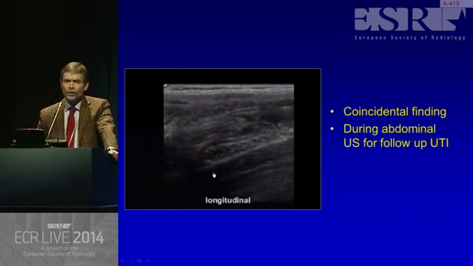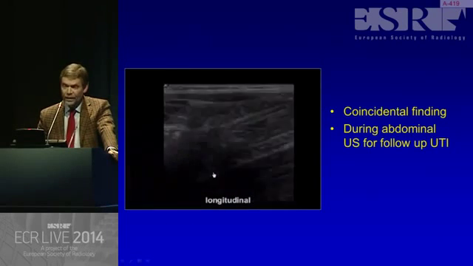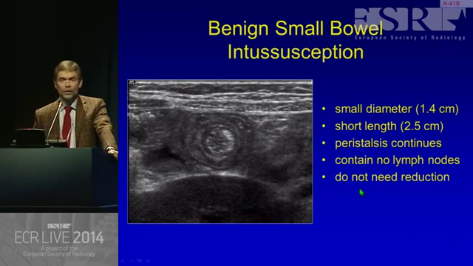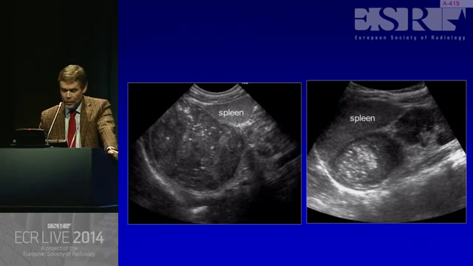These children do not have pain. Again, it's a coincidental finding. These are benign small bowel intussusceptions which have a small diameter, 1.4 centimeters, and a short length. The peristalsis continues, they contain no lymph nodes, and they don't need reduction. They reduce themselves, often during the investigation.